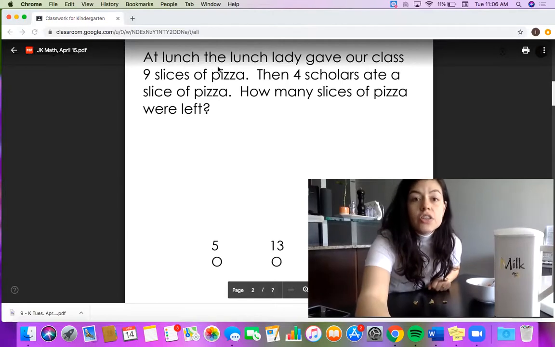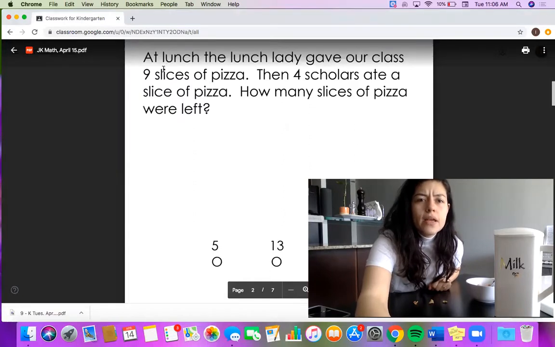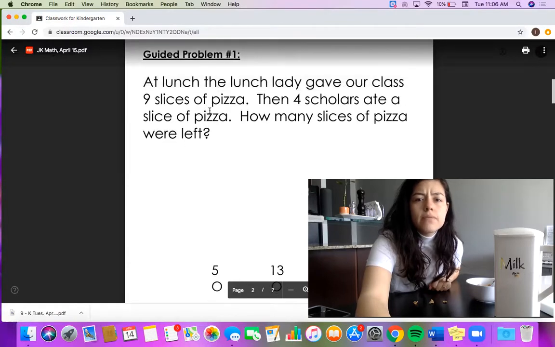At lunch, the lunch lady gave our class 9 slices of pizza. Then 4 scholars ate a slice of pizza. How many slices of pizza were left? Okay, let's reread our problem, and this time we're going to circle important numbers.